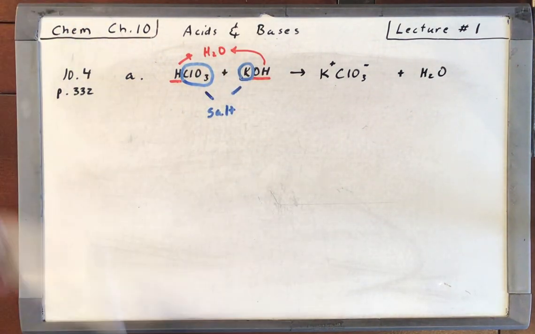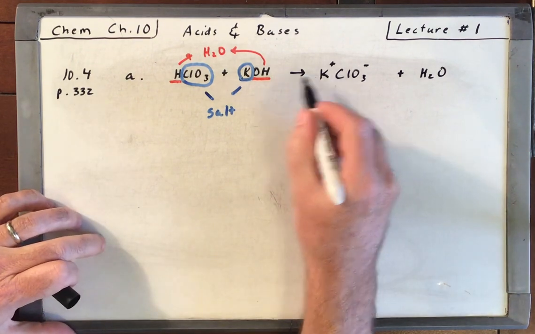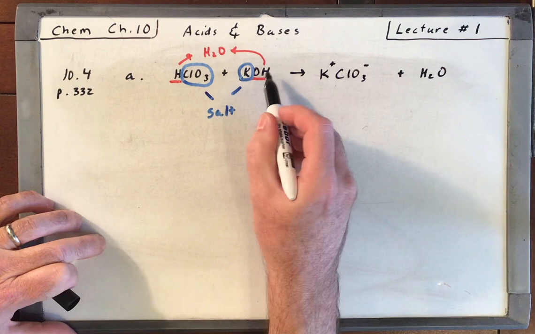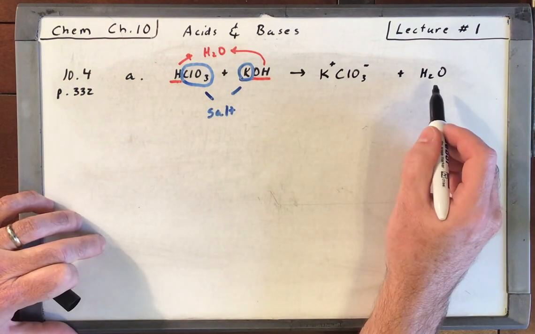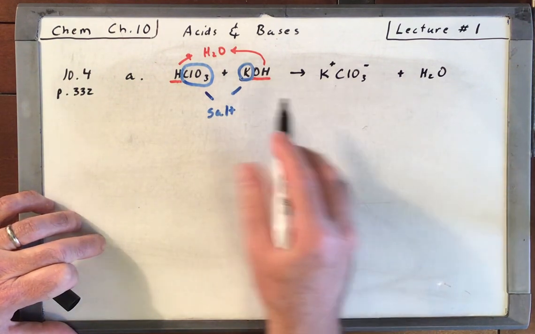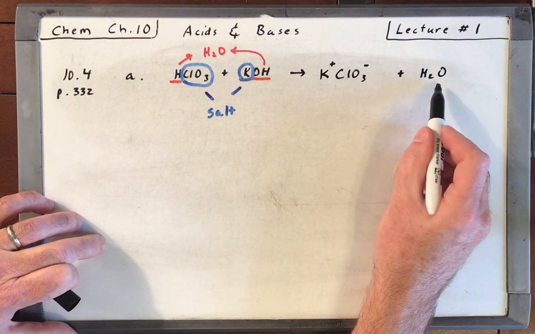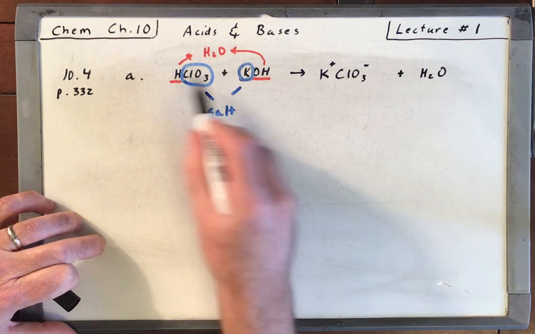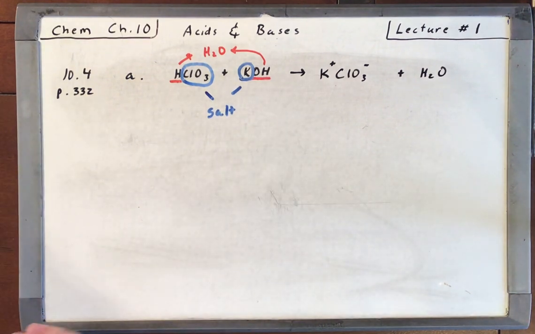Now this one is already balanced. All right, we have one potassium, ClO3, 2 hydrogens, 1 oxygen. We're good to go. We don't have to balance this one. But I always say put the water first and then figure the salt out from what's left of the hydrogen and hydroxide, whatever's left over.